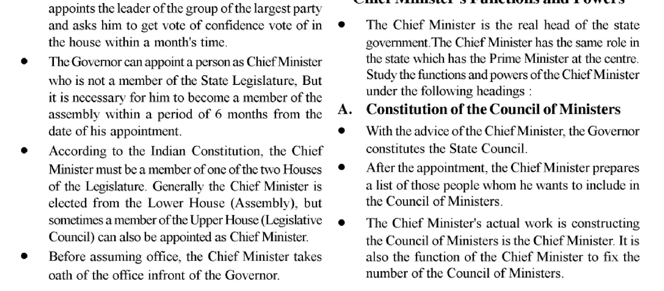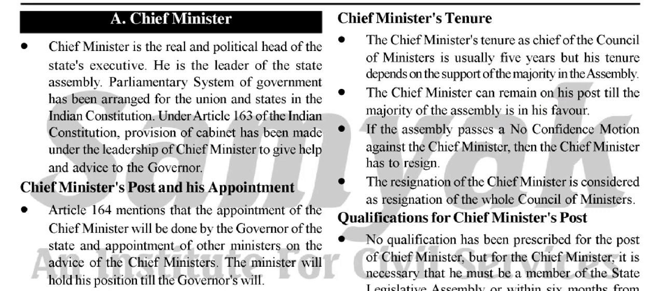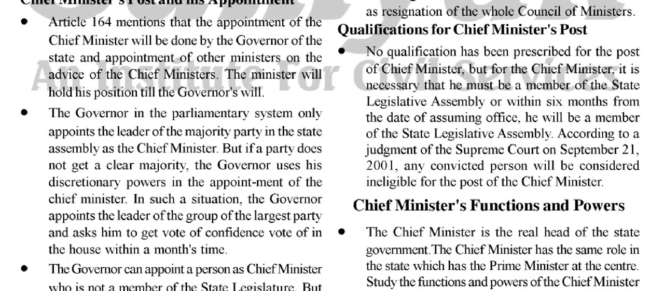Before assuming office, the Chief Minister takes the oath of office in front of the governor. Chief Minister's tenure. The Chief Minister's tenure as head of the Council of Ministers is usually 5 years, but his tenure depends on the support of the majority in the Assembly. The Chief Minister can remain in his post as long as the majority of the Assembly is in his favor. If the Assembly passes a no confidence motion against the Chief Minister, then the Chief Minister has to resign. The resignation of the Chief Minister is considered a resignation of the whole Council of Ministers. Qualification for Chief Minister's post.